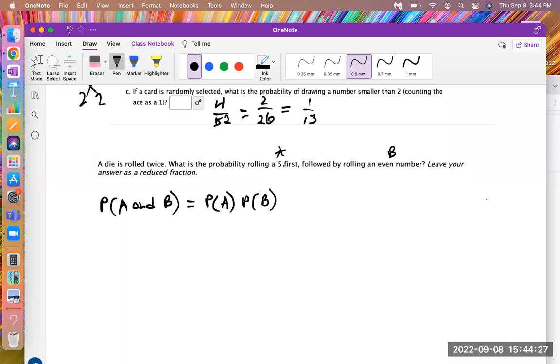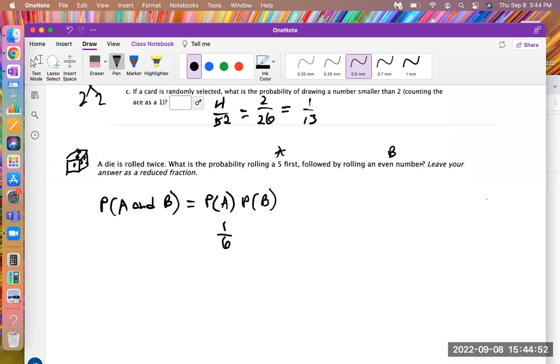The probability of A, rolling a 5: you're talking about a 6-sided die with all the numbers between 1 and 6 on the sides. Well, 5 is only one of the 6 sides on that die. So that's why the probability of rolling a 5 is 1 out of 6.